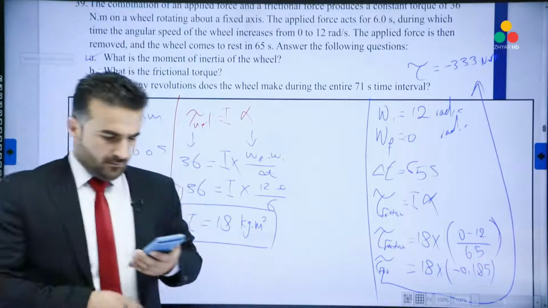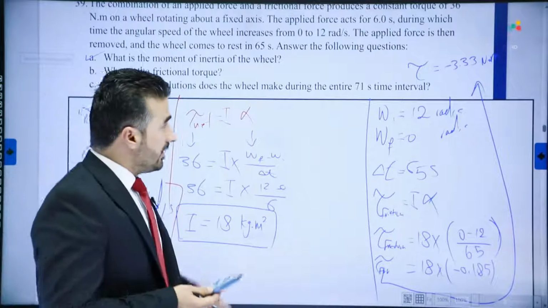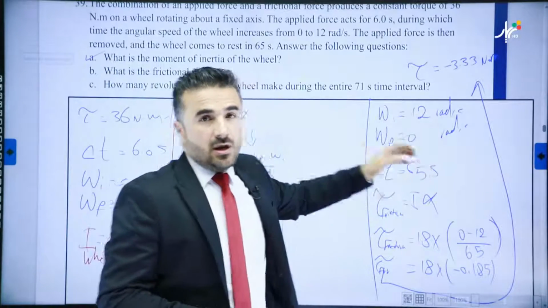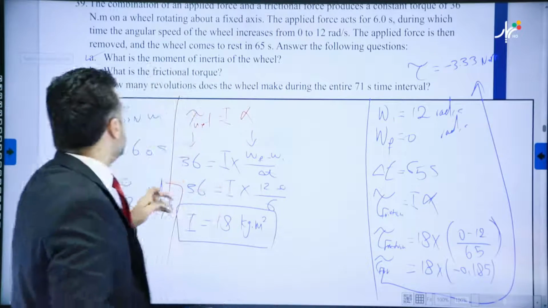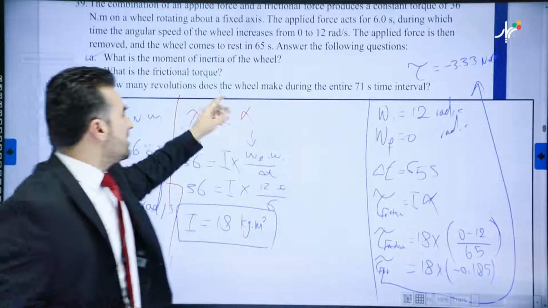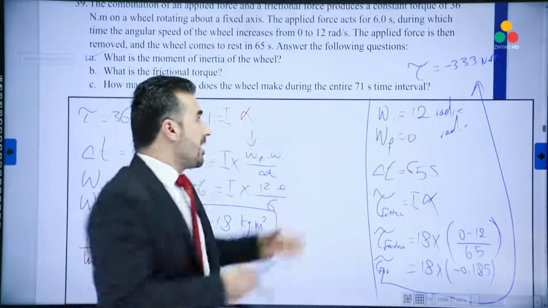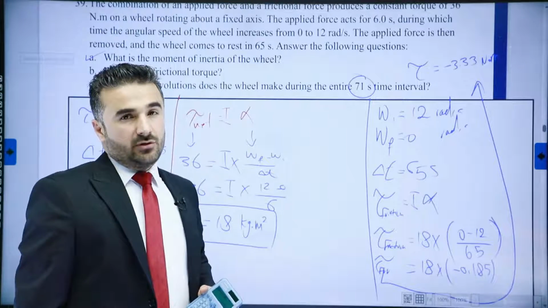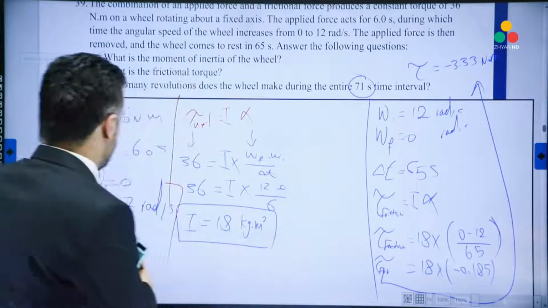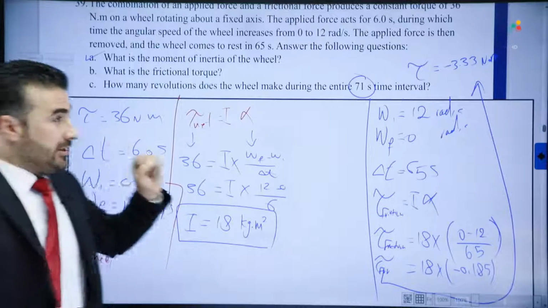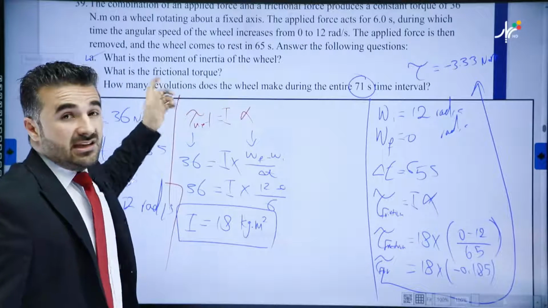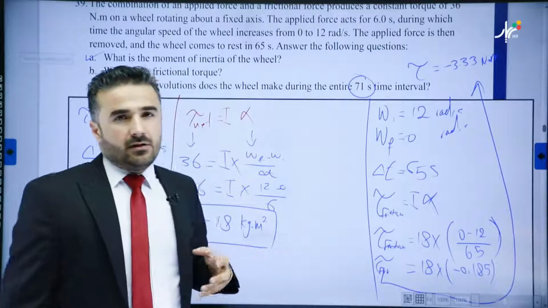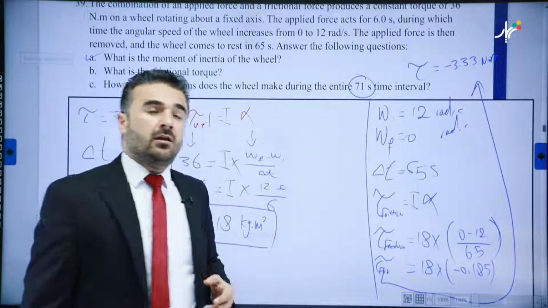All right. So negative 3.33. Now that is the answer to the second part. What about the last part? The last part says, how many revolutions does the wheel make during the entire 71 second time interval? Now that is very interesting, and you need to pay close attention to this. It says how many revolutions here. So we want delta theta, right? But not in radian. It has to be in revolution.